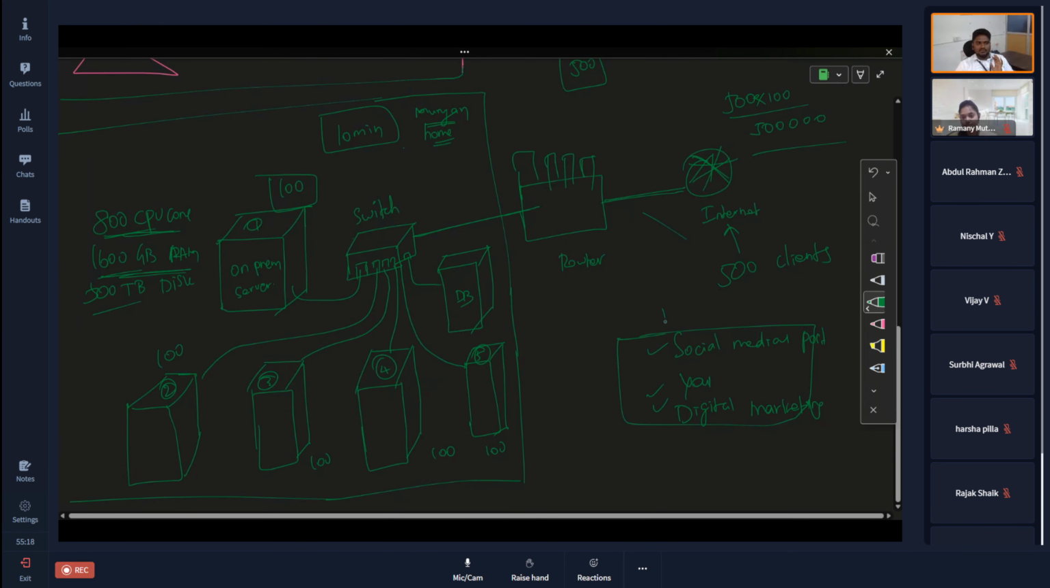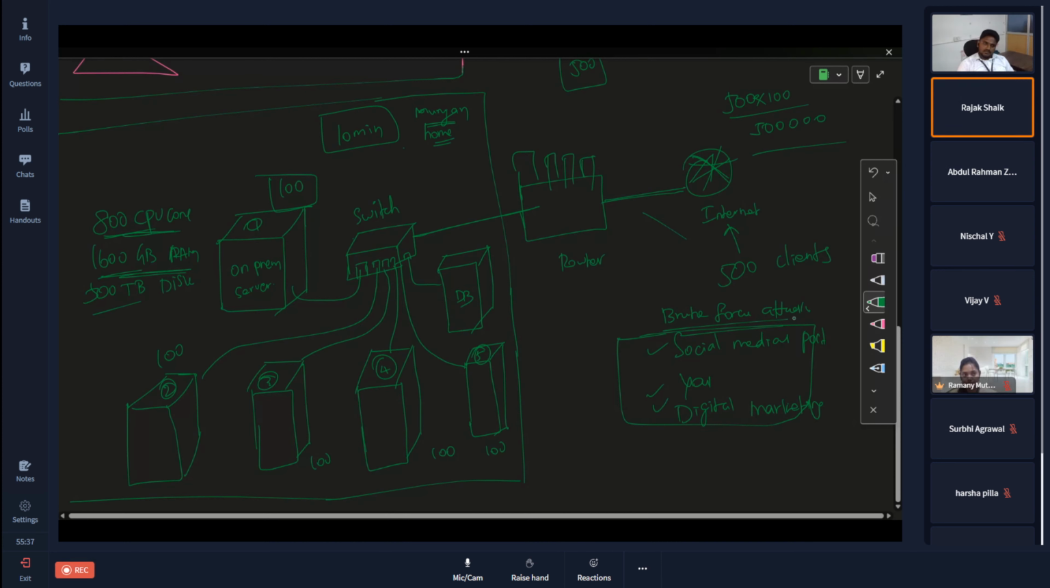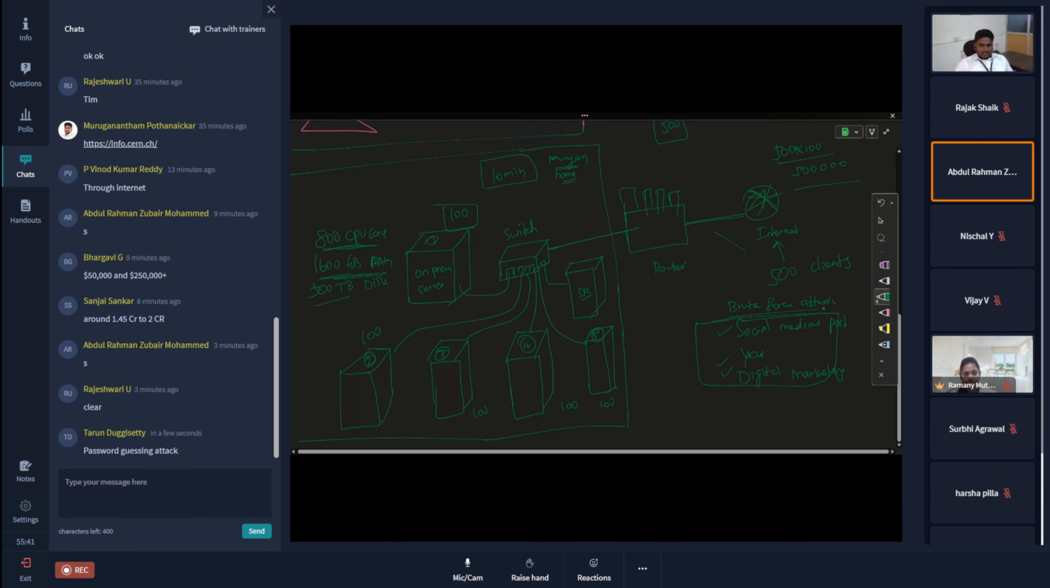Simply, they are starting with a brute force attack. Okay, brute force attack. What is a brute force attack? Can anyone explain what is a brute force attack? Trying to log in with multiple credentials, continuous wrong password attempts on an account. Yes.